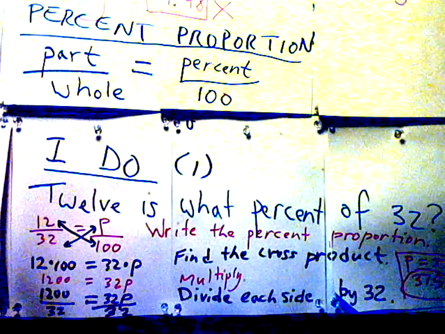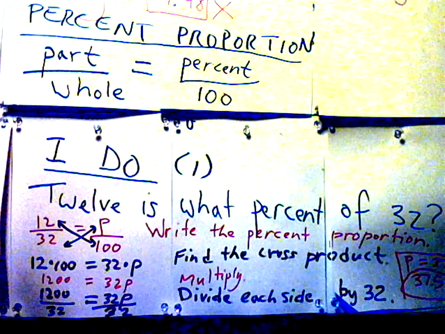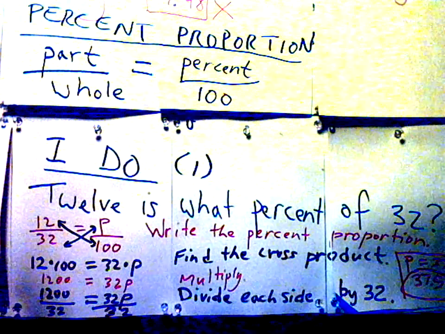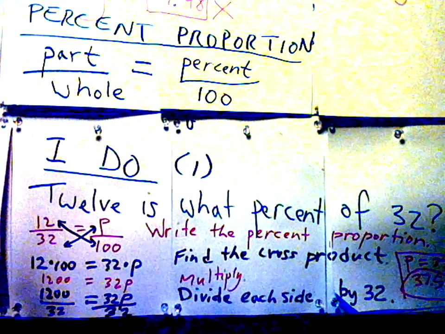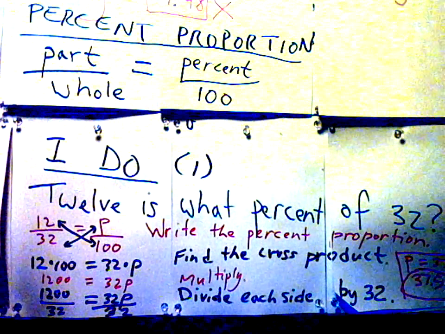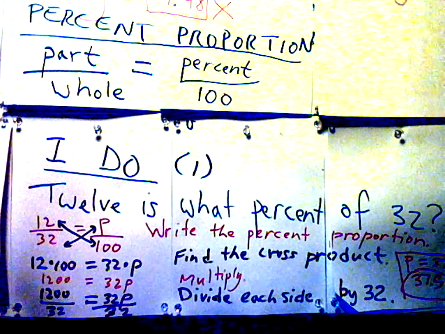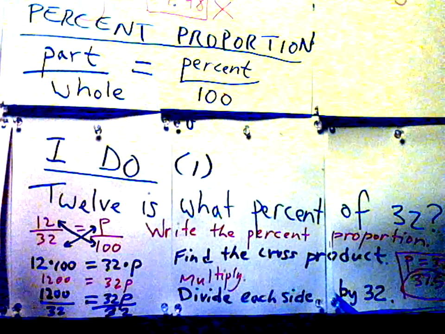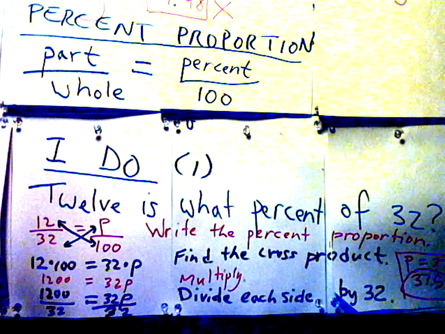So we define the percent proportion as part divided by whole is equal to percent over 100. That is the percent proportion. Part divided by whole is equal to percent over 100. And I'm going to start with the I do.